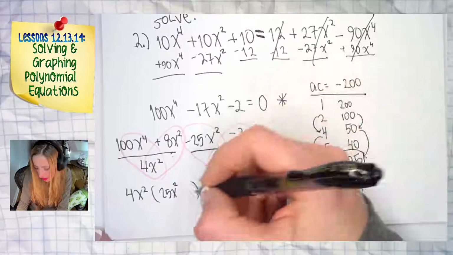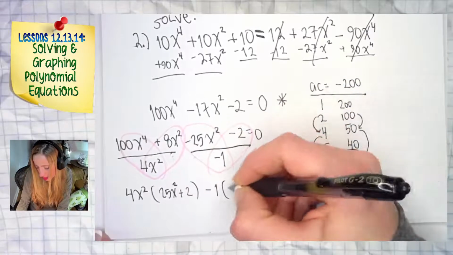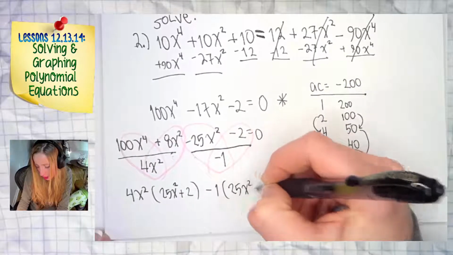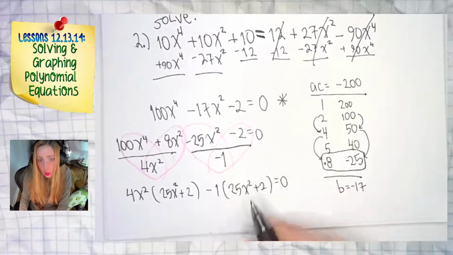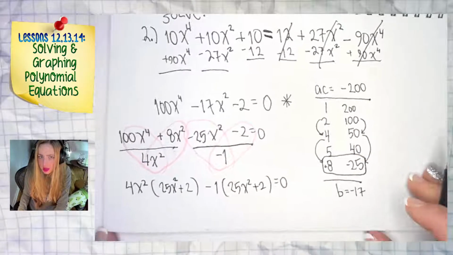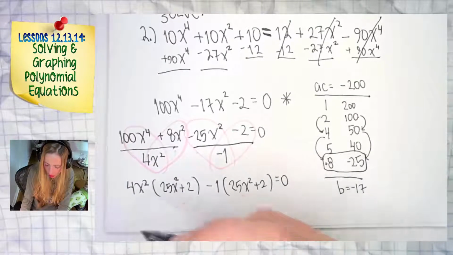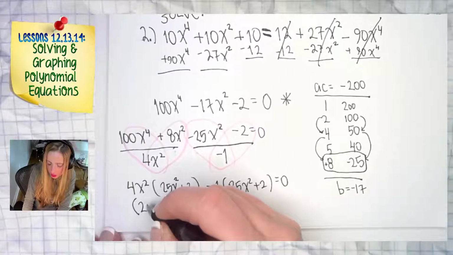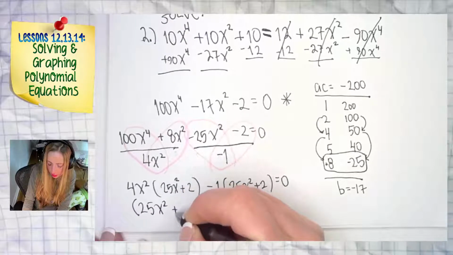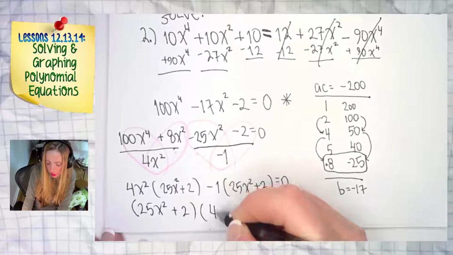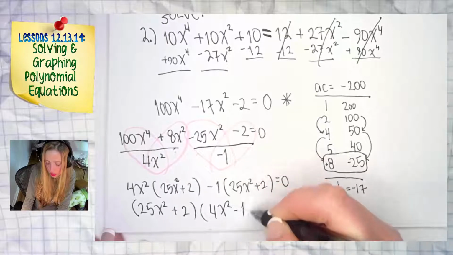But yeah, 25x squared plus 2, and should be the same for both. Now, in the work that's coming up soon, I did see a couple of you do this. Your brain autocorrects, so you want to be aware of what you're doing. So I'm taking 25x squared plus 2 out front, and that leaves me with 4x squared minus 1 equals 0.